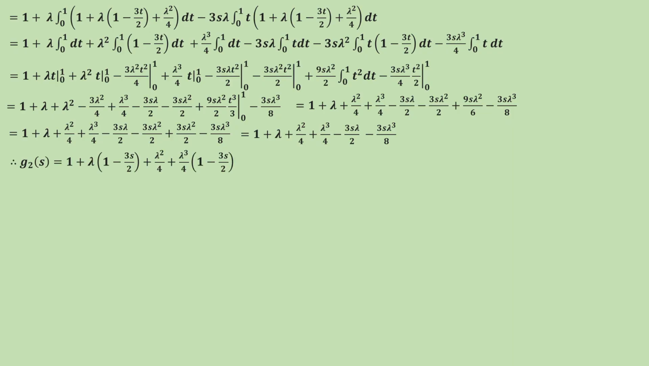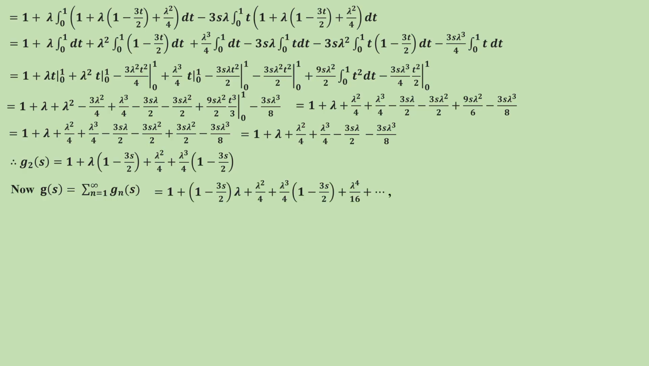So G3 of s is equal to 1 plus lambda into, grouping the lambda term, 1 minus 3s by 2, then the lambda square term plus lambda square by 4, then the lambda cube by 4 term plus lambda cube by 4 into 1 minus 3s by 2. Right? Now g of s is equal to the summation n equal to 1 to infinity of gn of s.